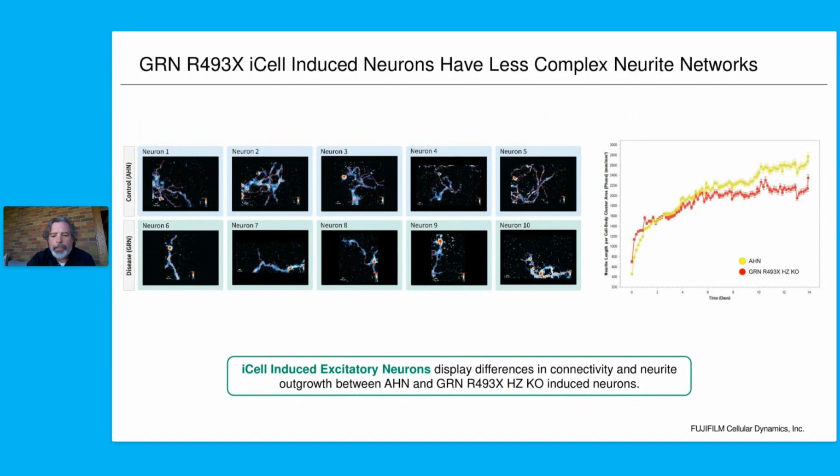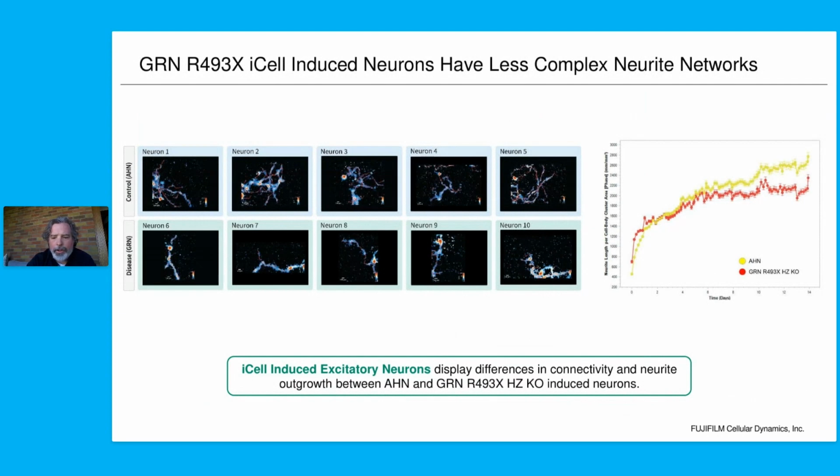And comparing the GRN R493X to healthy controls using the axon tracking software, we can see consistently longer, more complex connectivity in the healthy controls compared to the disease model. This is shown on these example images on the left-hand side, but is also supported on the right with a neurite outgrowth assay recorded on the Incucyte, which also shows longer neurites in the healthy controls compared to the disease line.